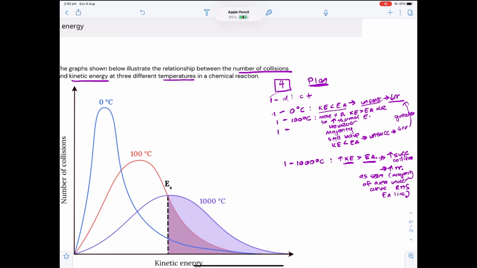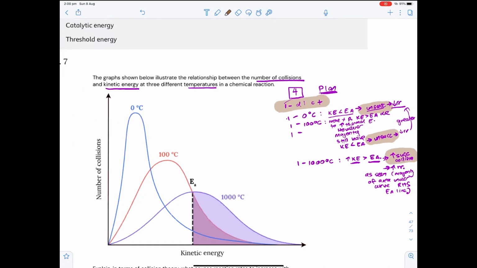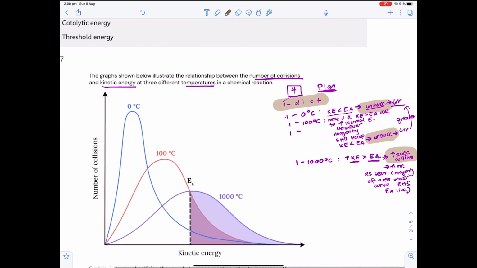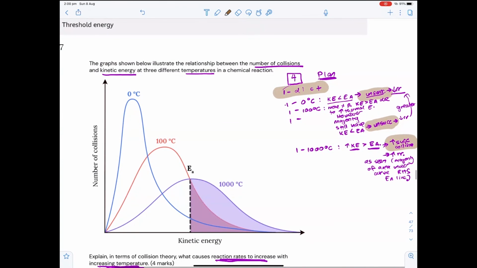Does that make sense? Do you see how we always link it to successful collisions? Always link it to successful collisions. And you always want to define collision theory. If you all do this, you would have got perfect 4 out of 4. Does that make sense? Any questions so far?